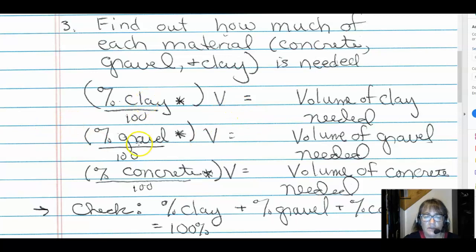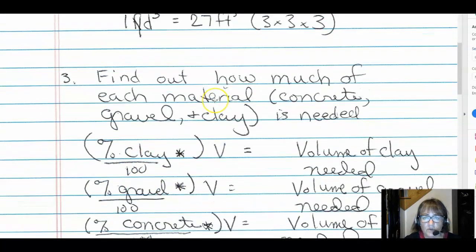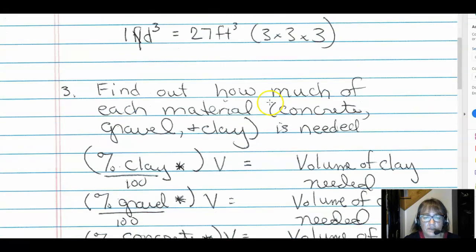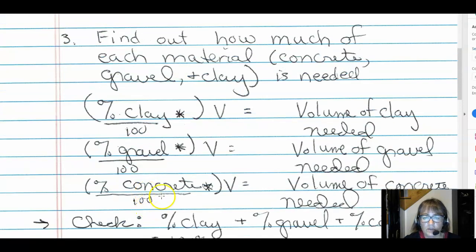All right, the next step would be to find out how much of each material you need. So we have a percent of clay, a percent of gravel, and a percent of concrete. Percent divided by 100 is the decimal fraction equivalent of how much of it is in that particular substance. So if the percent of clay, for example, was 25%, you would take 25 divided by 100 and then multiply it by that total volume that you found up here after you changed it into cubic yards. Then you do the same thing for gravel and concrete, and you get 3 volumes.